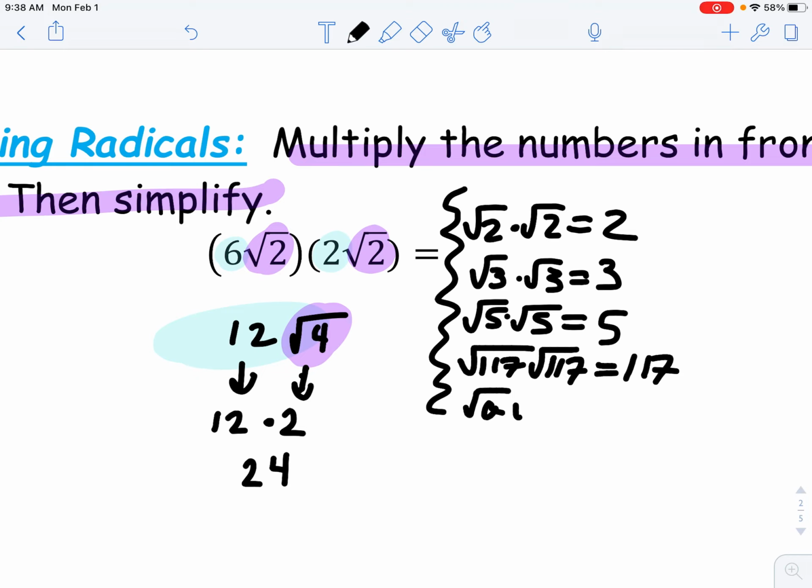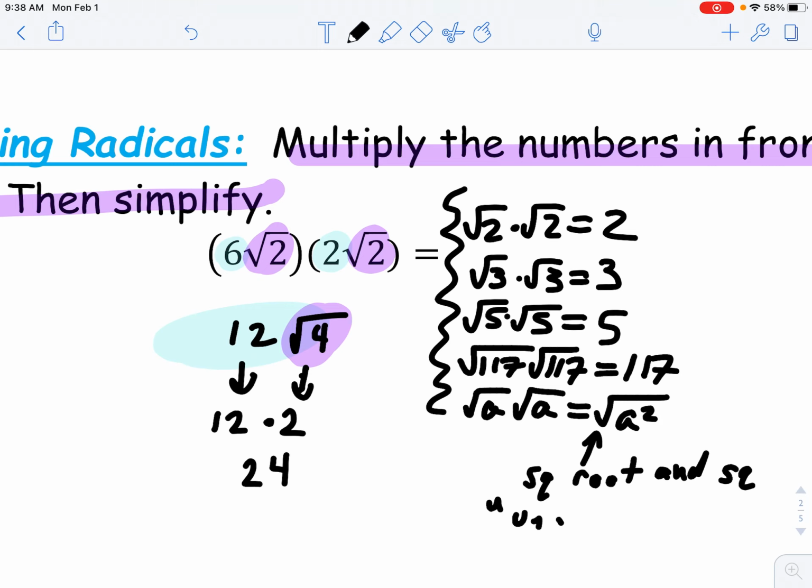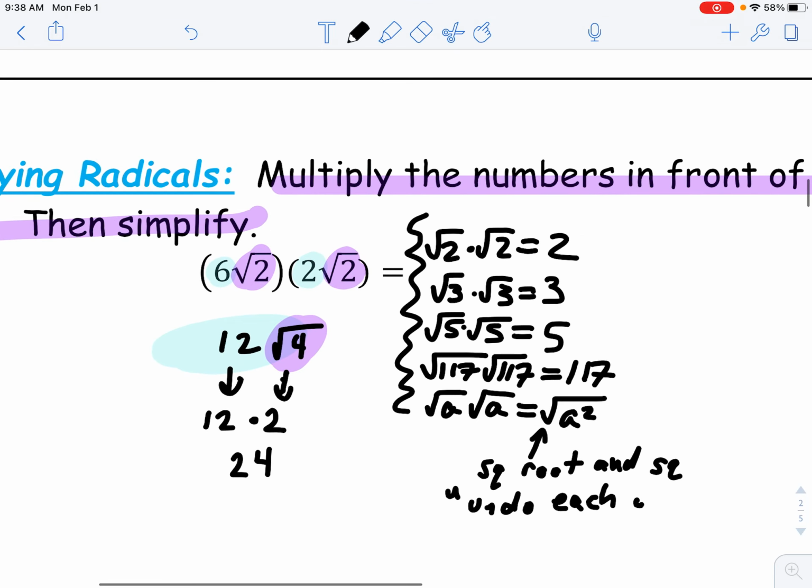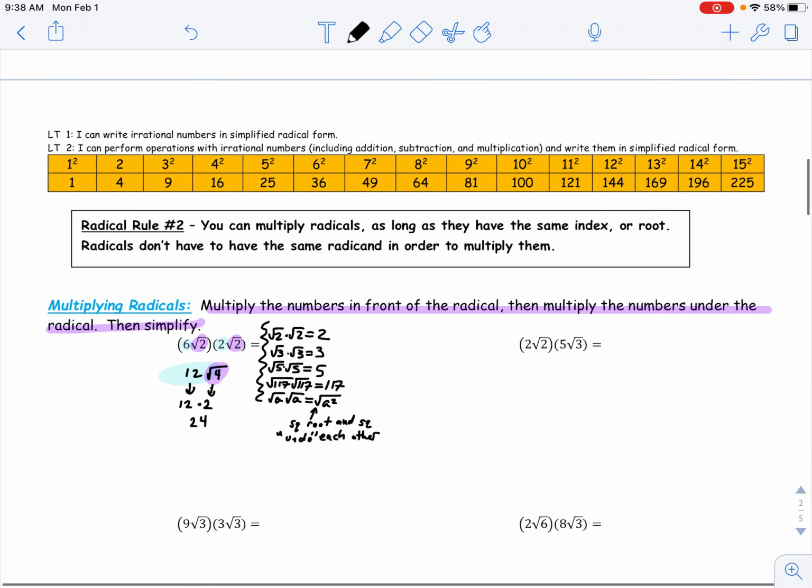Well, let's look at a generic case, A. Radical A times radical A is going to be the square root of A squared. All right? The square root and square undo each other. All right, so that's going to help us moving forward. It can help us simplify and move a little quicker throughout the unit.